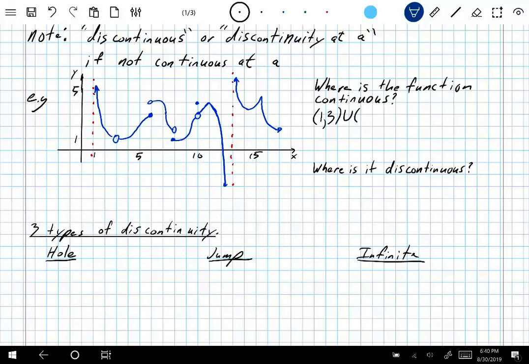Then everything is fine from 3 until I get to 6. And here my limit doesn't even exist. My function exists, my function value is 3, but there's a jump there, and so that is going to be from 3 to 6. Notice I've got these open parentheses, so this does not include 3.